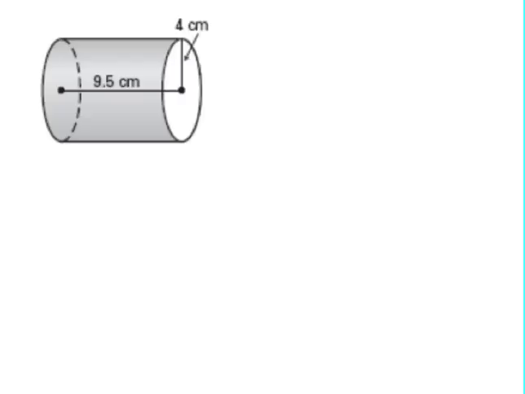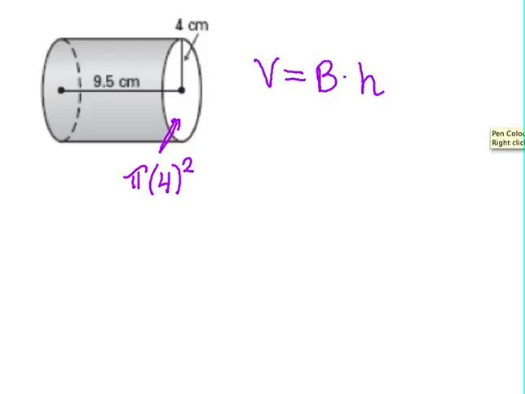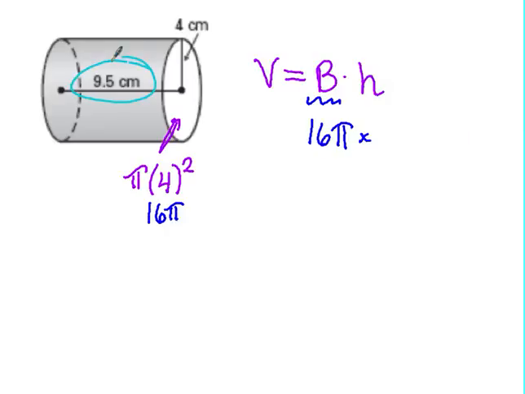A circle. And so I know the area of a circle. So volume is the area of the base times the height. I know that the area of the circle is pi times 4 squared, because 4 is my radius. So what is 4 squared? 16 pi. So that's what my area of my base is. What's the height? The height is right here, 9.5.